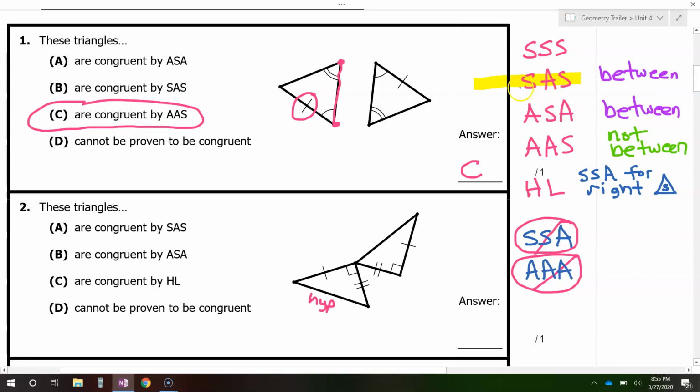That means the angle has to be between the two sides. And look, here's one side that is marked congruent. Here's another side that is marked congruent. Notice that they meet right here at the angle that's marked congruent. So the angle, which is the 90-degree angle, is between the two sides. So it makes sense that this will be side angle side.